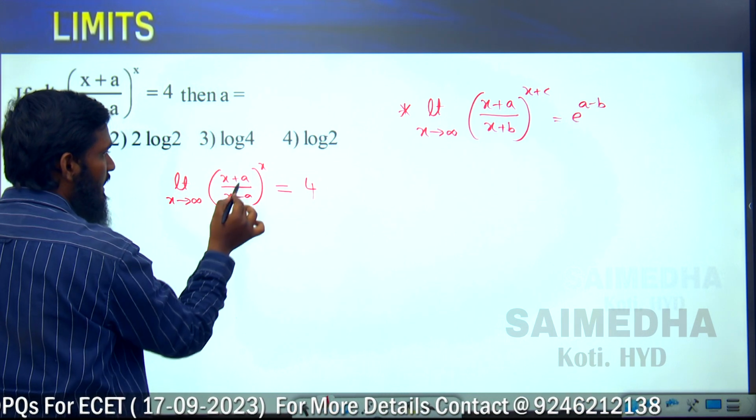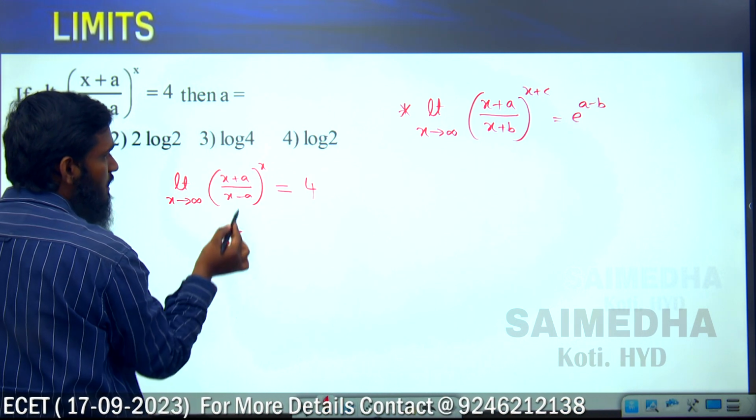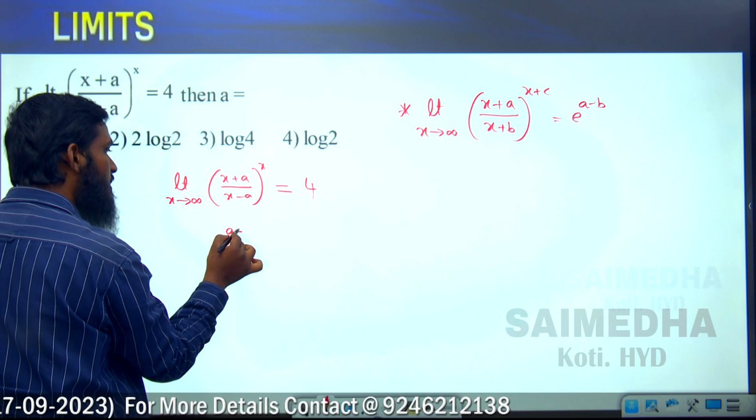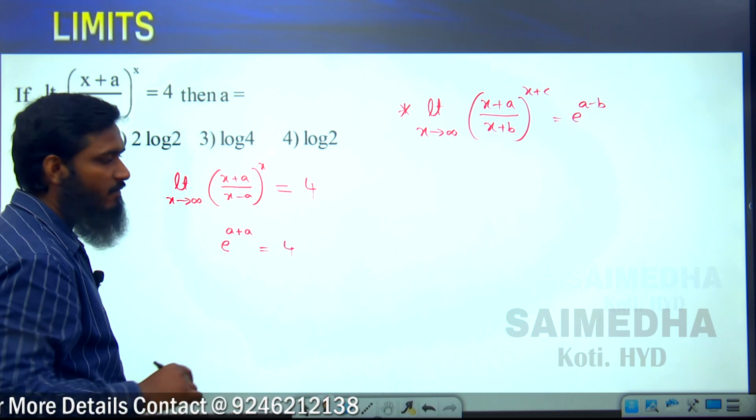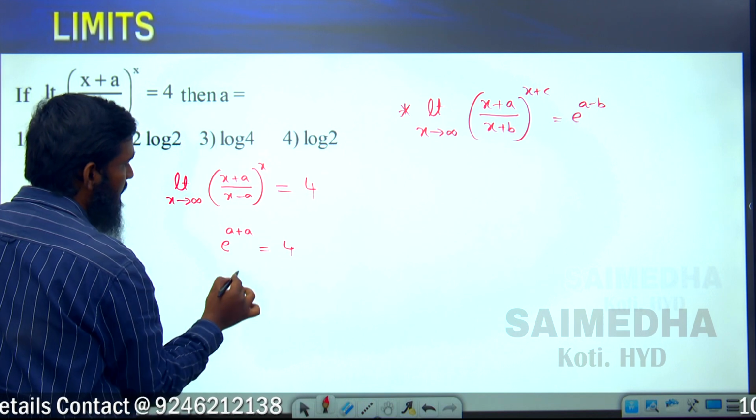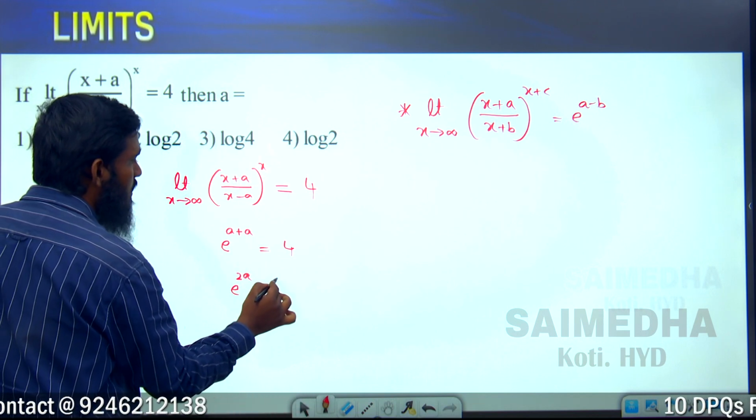So e power a means a only, minus b. What is b value? Minus a. Minus into minus is plus a. It is equal to 4. Okay, this part we have taken. Now e power a plus a means 2a. It is equal to 4.